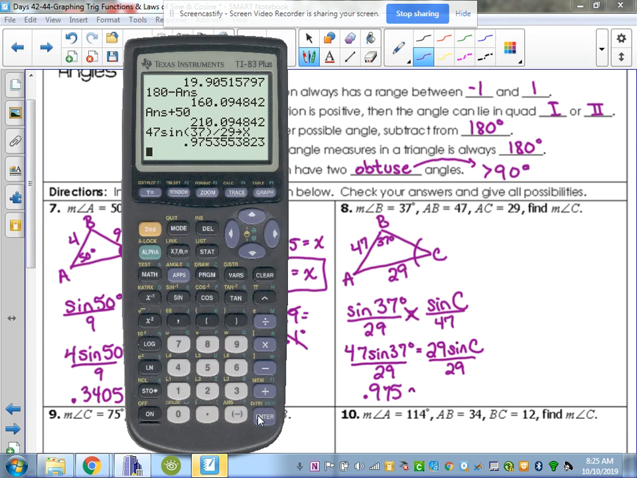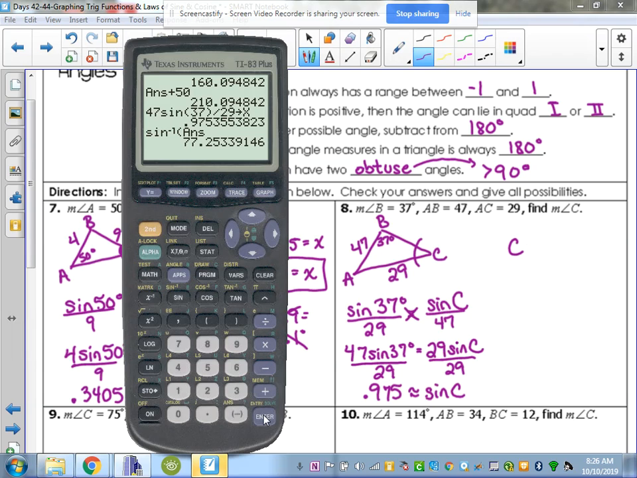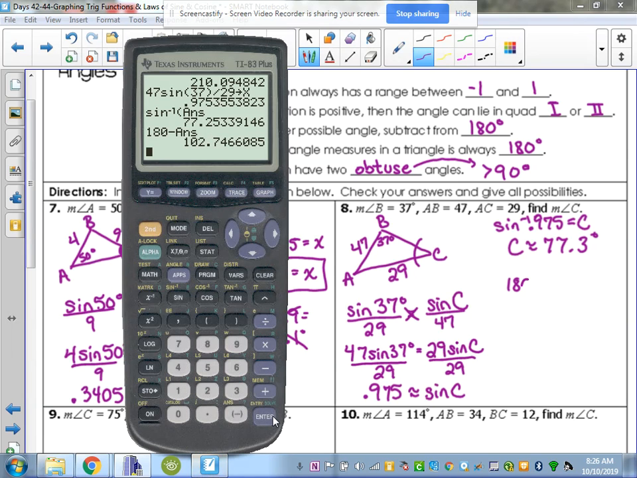0.975, that's less than 1, so we are good. That's equal to the sine of C, so we do the inverse sine of that number. So we get that C is approximately 77.3 degrees. Okay, so if we subtract that from 180, we get 102.7.